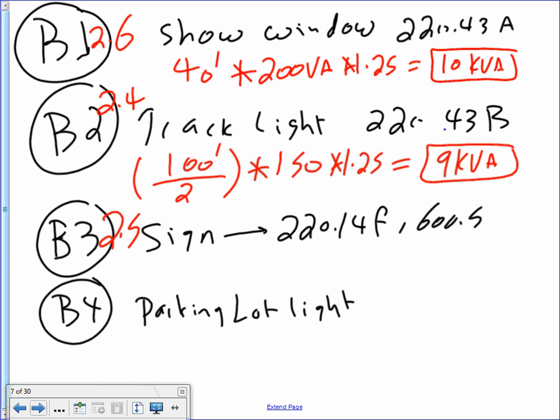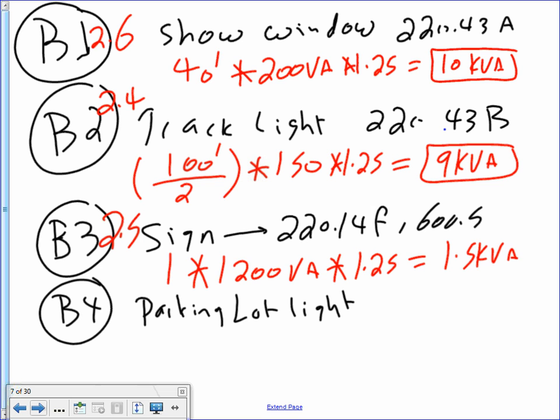Okay, so for the sign, from 220.14F and 600.5, these are the code, guys. It will tell you we have one sign for a commercial building. It's going to be given 1200 volt amp from the NEC code book, and multiply it by 1.25 because it's continuous load. It's going to give you 1.5 kVA. That's your light.